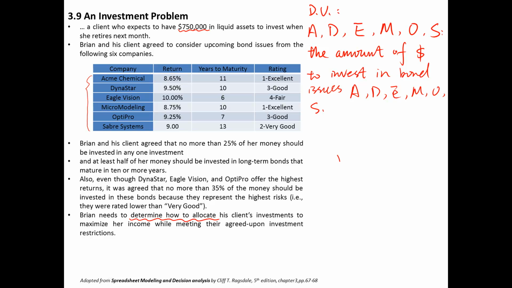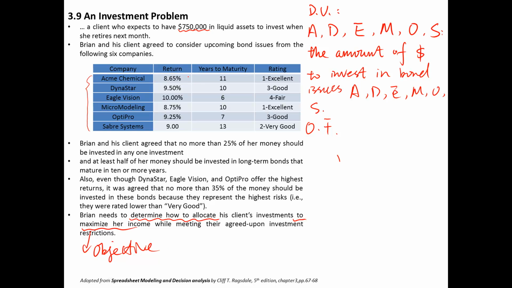Then the second part of an OR model is the objective. So we come back to this last sentence again. We said the objective is to maximize the total income. Okay, so what do you think the income is? Where does the income come from?